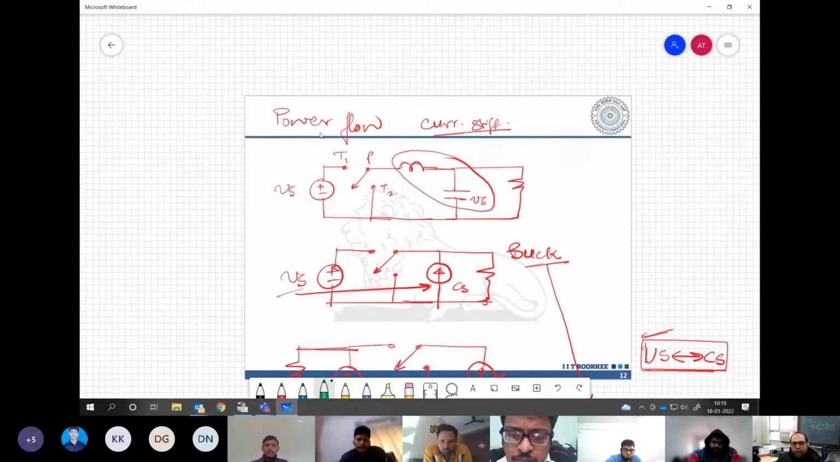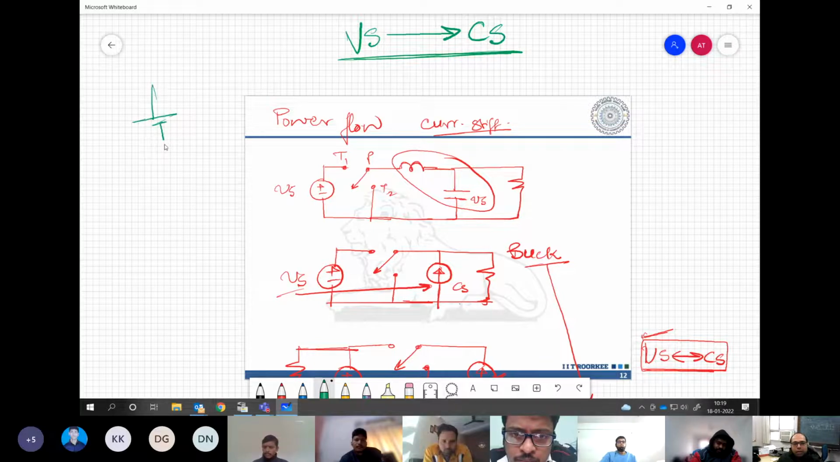Now, so far we have seen the power flow from the voltage source to the current source. That is what we have seen in the buck converter case. We have a voltage source and then an SPDT switch is connected, and here we have an inductor and capacitor which are eventually forming a current source. That is what this is.